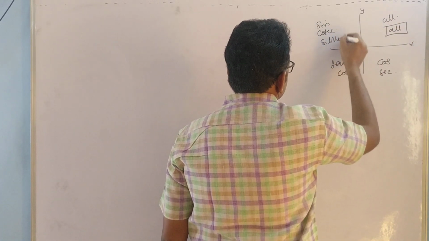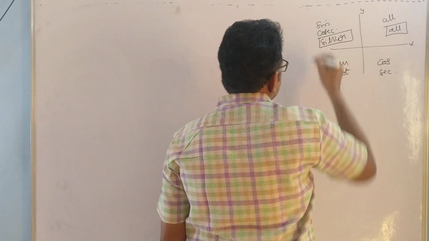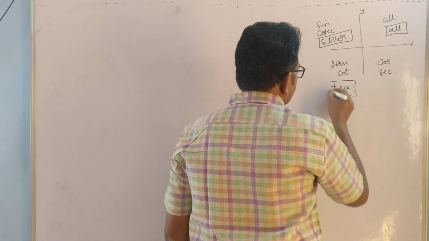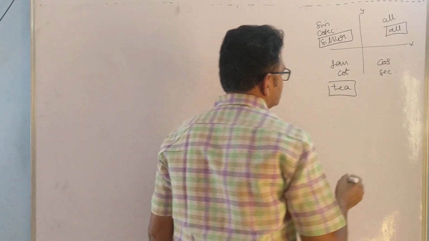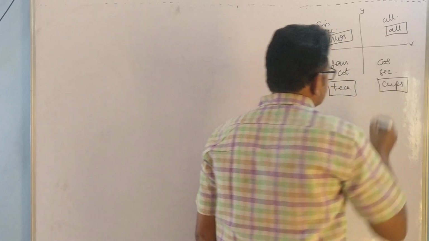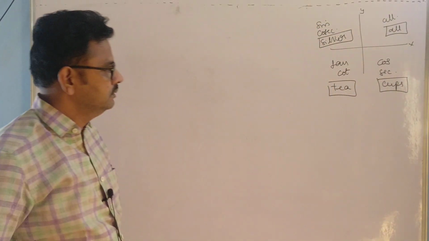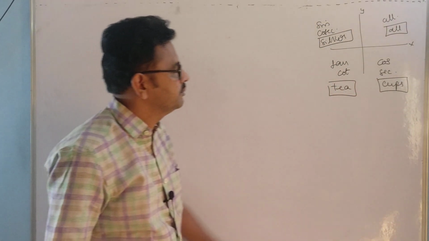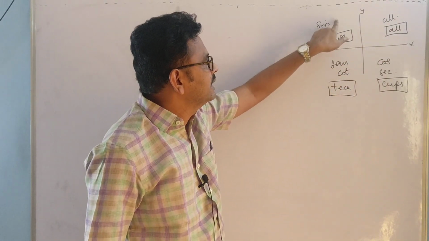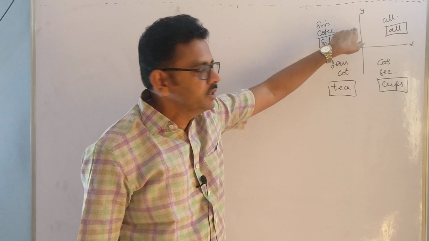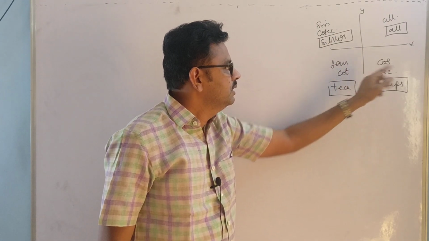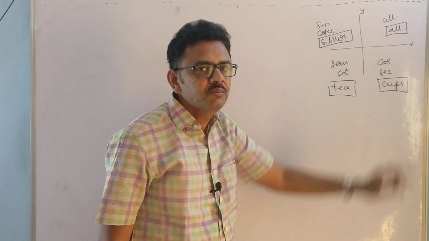Silver means sine and cosecant. And T means tan and cot are positive. And here it is cups, cos and secant are positive. So all silver tea cups: all trigonometric ratios are positive, and silver means sine, and its reciprocal, cosecant, are positive. Here T means tan and cot are positive. Here cos and secant are positive.